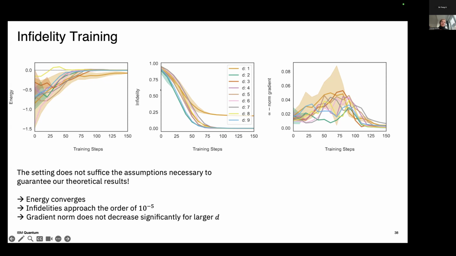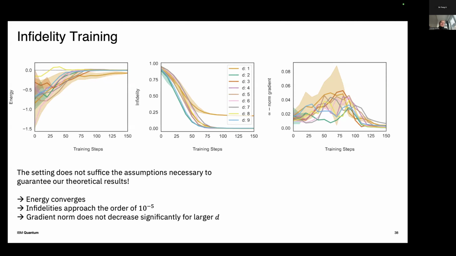Now we have plots that visualize the energy, the infidelity, and the infinity norm of the gradient. Good. What we can see directly here is that the depth equals 1 did apparently not provide us with sufficient expressivity to learn a good model. However, from depth 2 on, we basically see similar behavior, so that should have been sufficient.